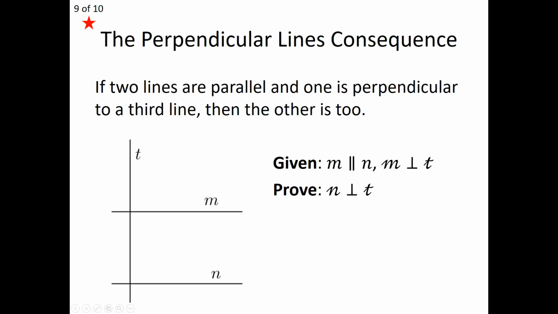Let's take a look at our very last theorem of the day, the perpendicular lines consequence. This one says if two lines are parallel and one is perpendicular to a third line, then the other is too. In other words, let's take a look at our diagram. We're going to be given that line T is perpendicular to line M. With M and N given to us as being parallel, we're going to prove that line T is also perpendicular to line N too. So we're given that M and N are parallel, T is perpendicular to M, and we're going to prove that T is also perpendicular to line N.